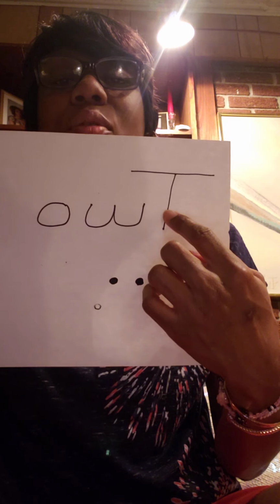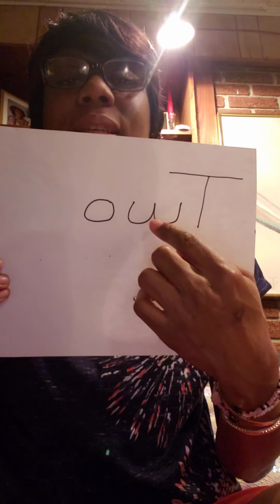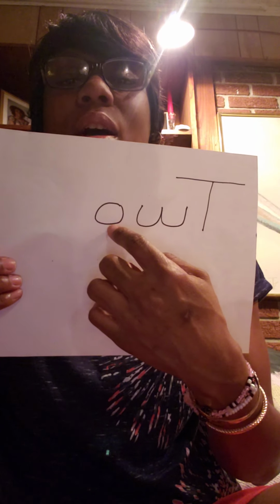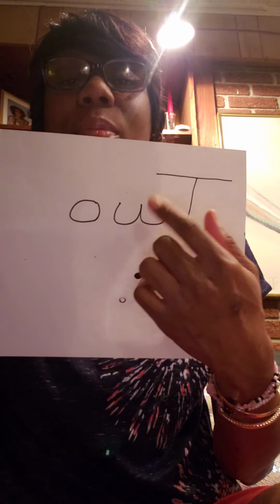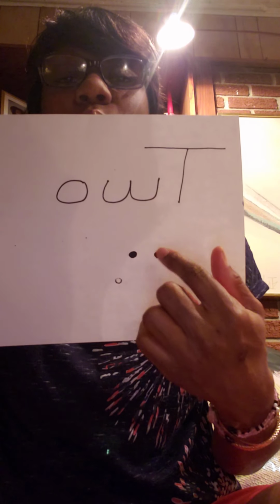Okay, what do you think this word is? What do you think this number is? This is 2. 2 starts with a capital T, lowercase w, lowercase o. Capital T, lowercase w, lowercase o, 2. 1, 2. The number 2.